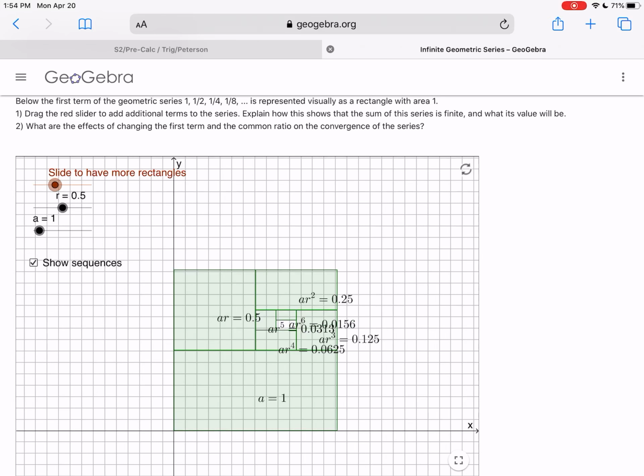Fifth. What's happening? I'm adding more and more terms, and I'm getting closer and closer to filling that area. But we're never going to exceed that area, right? So we say that the infinite sum exists, and that in this case it's 2.